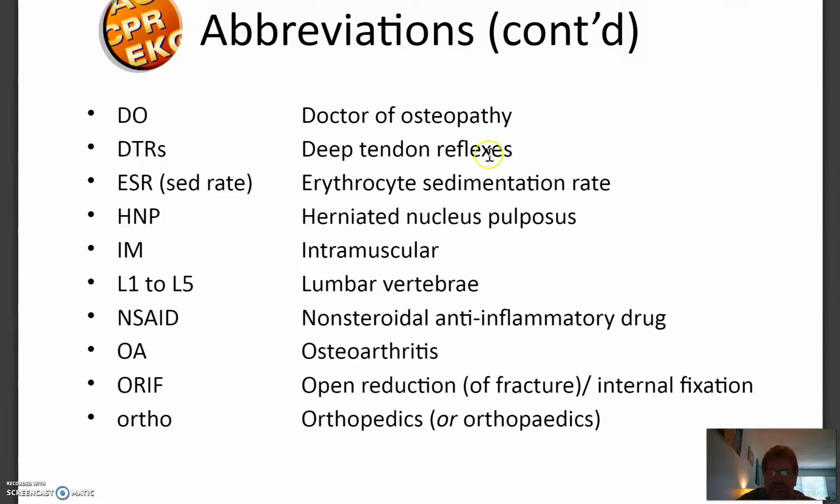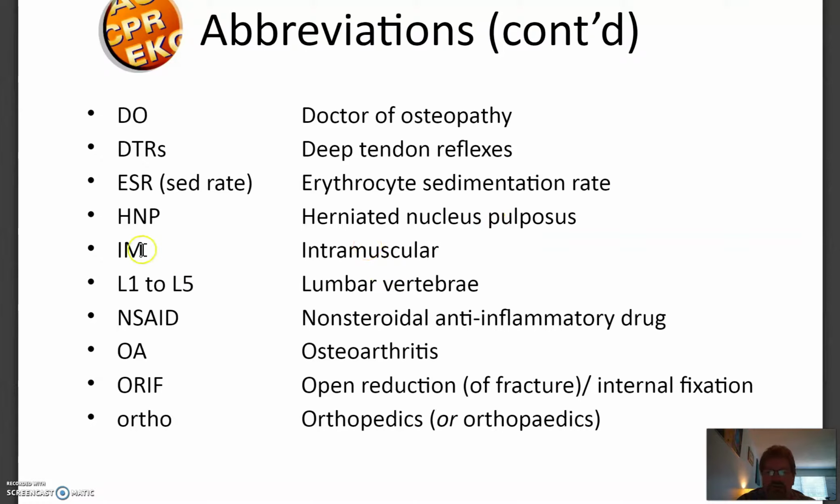DTR, deep tendon reflexes, like when they tap your knee with the rubber hammer. This is important. ESR, sed rate, erythrocyte sedimentation rate, is how quickly it takes red blood cells to settle down in a sample of blood. And it's an important test for inflammation. If you blow out a disc or have a herniated disc, it's called an HNP, herniated nucleus pulposus. The interior of the jelly-like portion of the disc is called the nucleus pulposus.